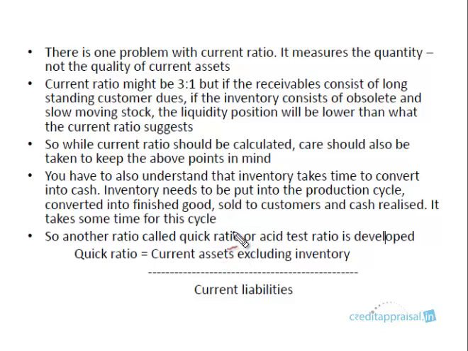Even though it is a current asset, that is one problem with the current ratio you have to focus on. To address that problem, at least to the extent of inventory, there is a new ratio known as the quick ratio. This is also current assets by current liabilities, but from current assets you deduct inventory, because inventory takes time to convert back into cash.